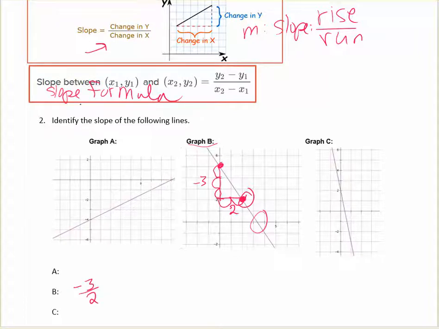What if I instead had drawn my triangle above? Would that change my slope? Let's check.